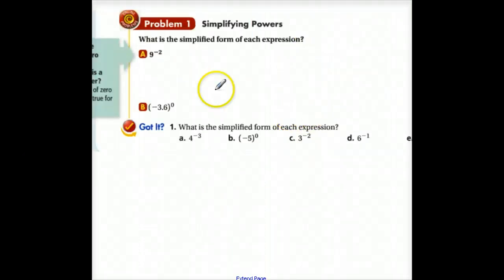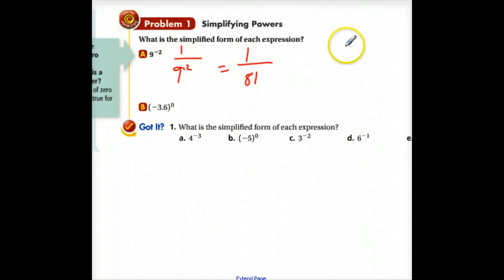All right, first example, simplifying powers. Basically, what they mean by this is if you see a negative exponent, you can make it positive first before completely simplifying. So I'm going to move 9 to the negative second to the bottom, or denominator, and now my second power becomes positive. And we know that 9 to the second power is 81. So 1 over 81 is our answer in simplest form.